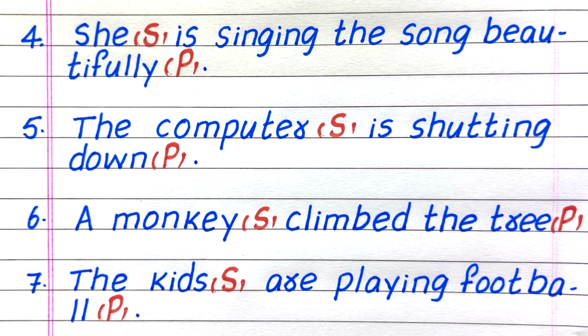Fourth sentence with a subject and predicate is, she is singing the song beautifully. Fifth, the computer is shutting down. Sixth, a monkey climbed the tree. Seventh, the kids are playing football.